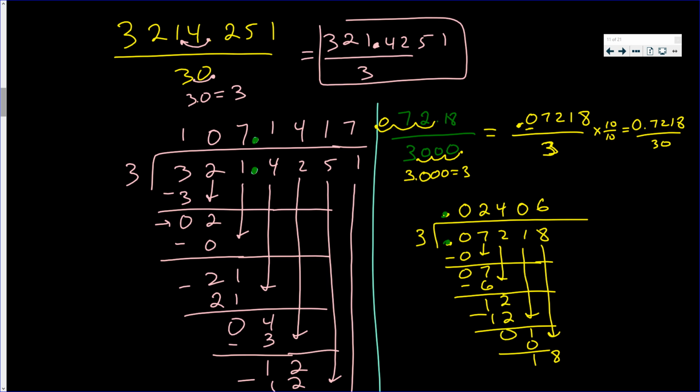It was a lot easier than doing 3,000 into 7218. It was a lot easier. I promise you that. You don't want to divide by 3,000. Divide by 3 instead.